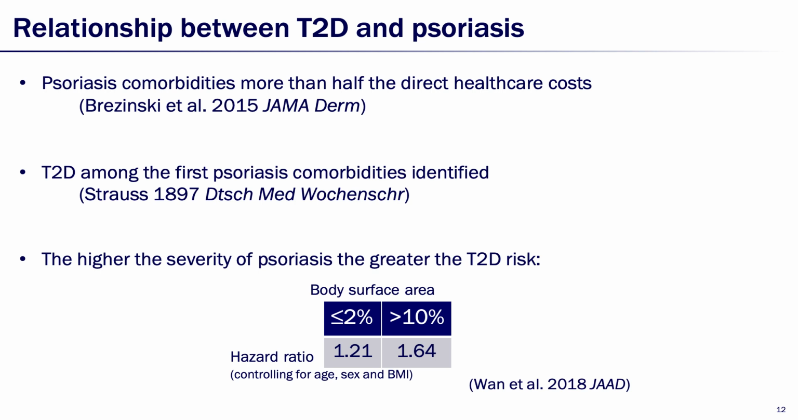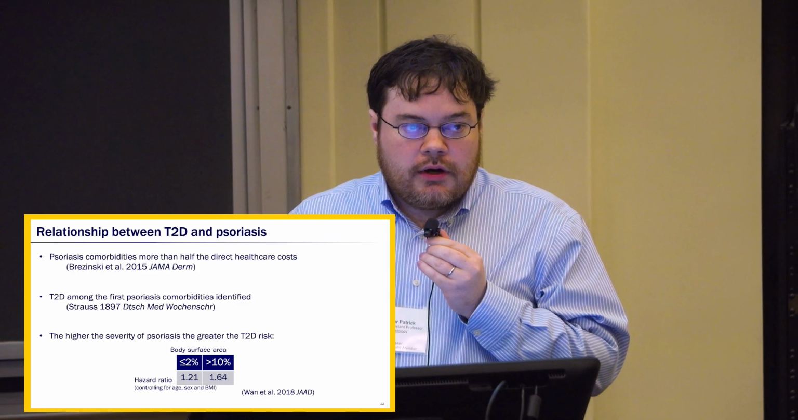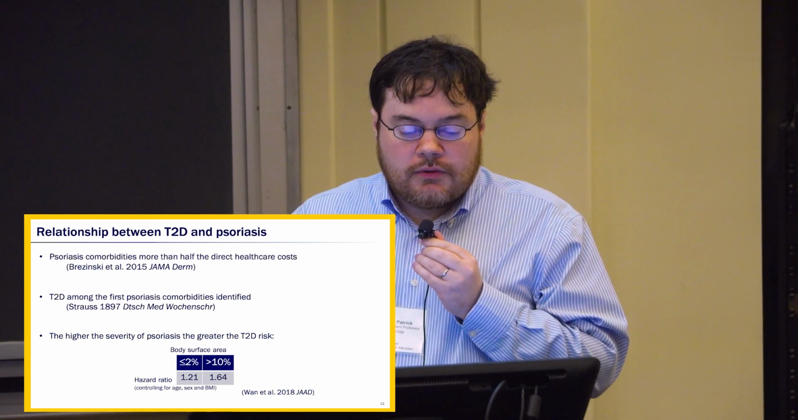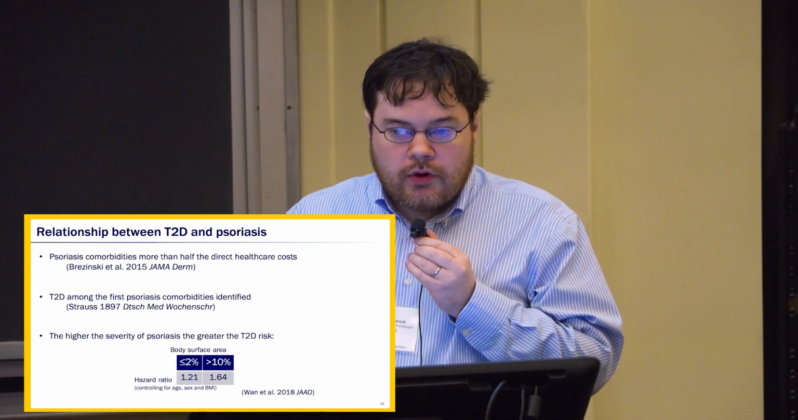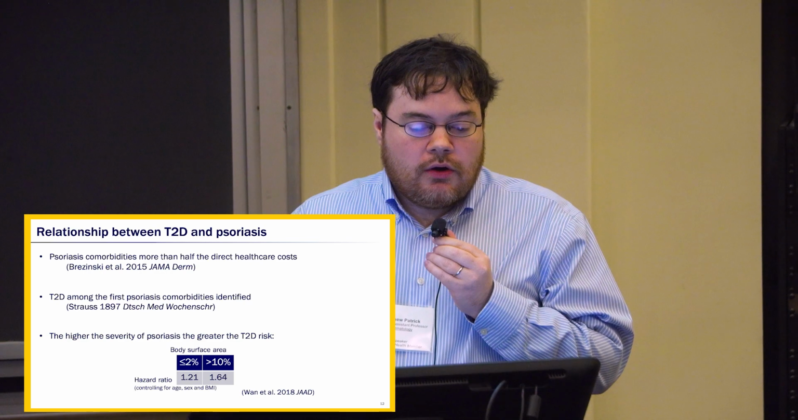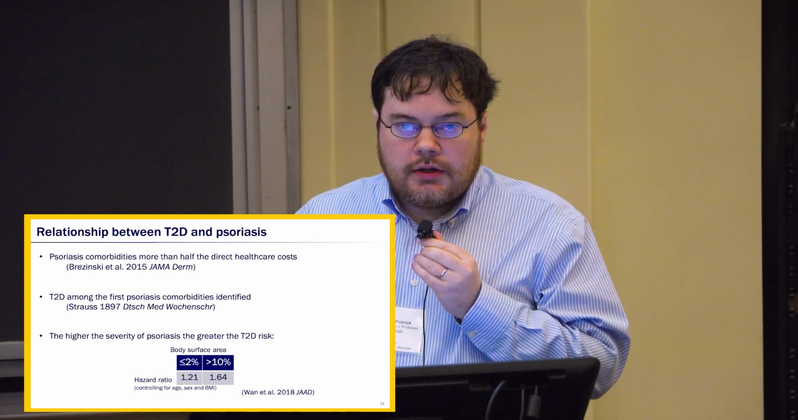Importantly for psoriasis, the comorbidities actually cost more than half of the direct healthcare costs for the disease. So comorbidities are very important to research for psoriasis. And type 2 diabetes was one of the first identified, I believe, to have a very important relationship with psoriasis. Relatively recent research found that the higher the severity of psoriasis, the greater the risk of diabetes.